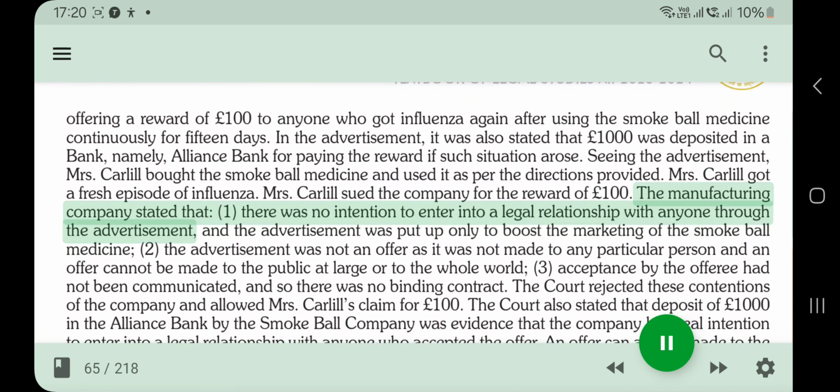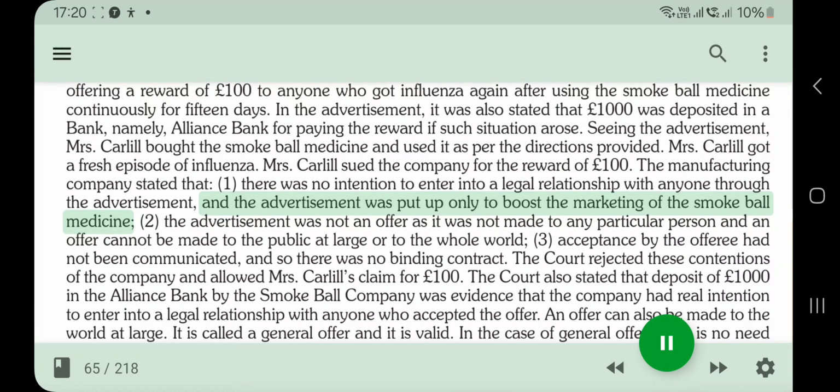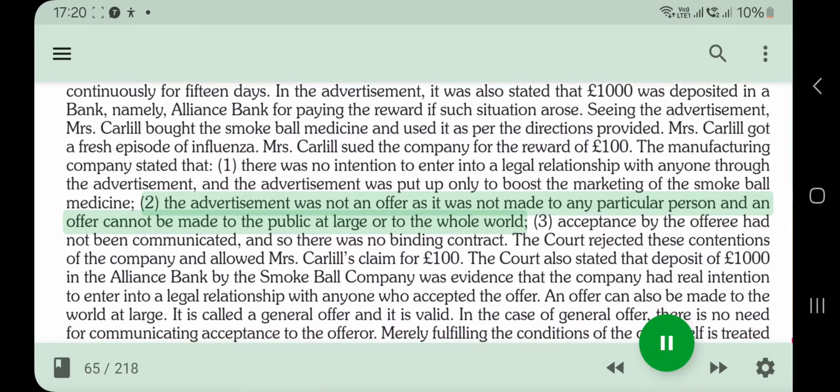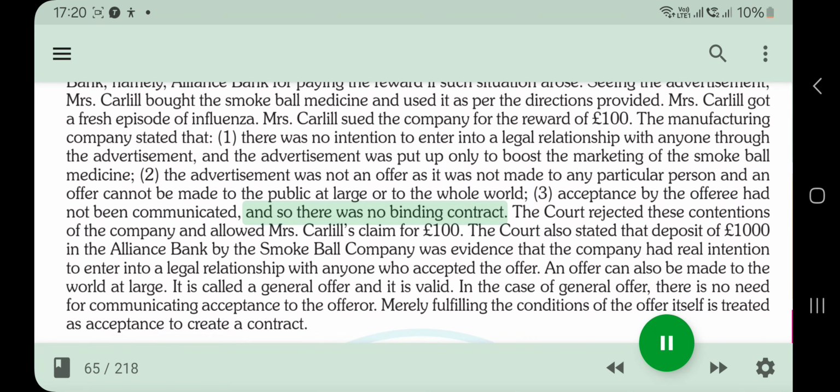The manufacturing company stated that, 1. There was no intention to enter into a legal relationship with anyone through the advertisement, and the advertisement was put up only to boost the marketing of the smoke ball medicine. 2. The advertisement was not an offer as it was not made to any particular person, and an offer cannot be made to the public at large or to the whole world. 3. Acceptance by the offeree had not been communicated, and so there was no binding contract.